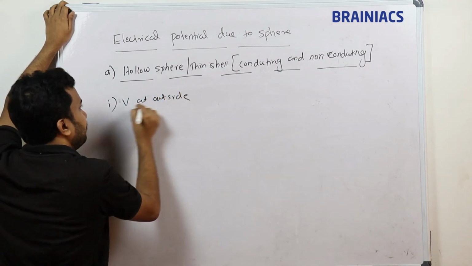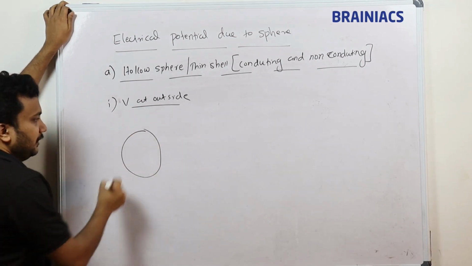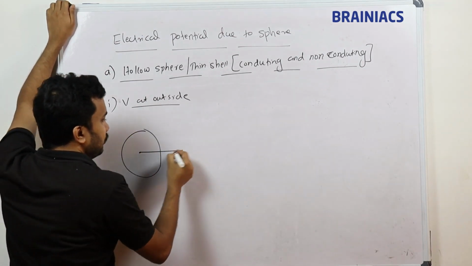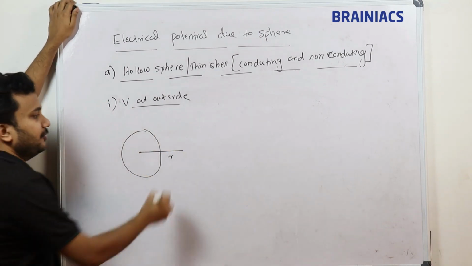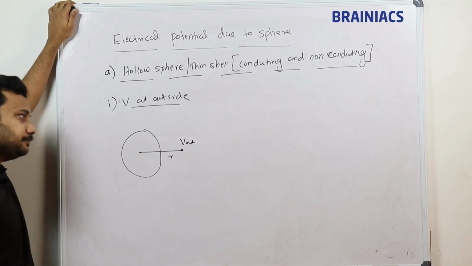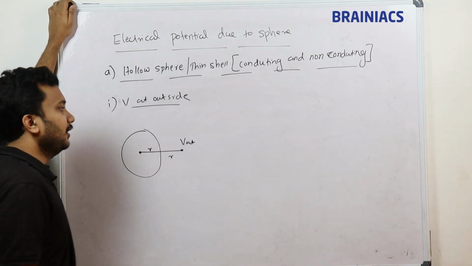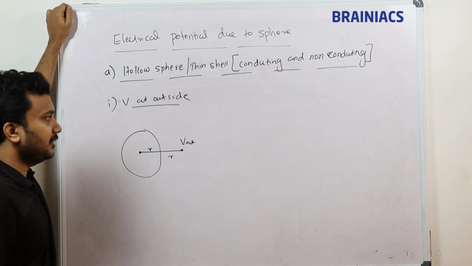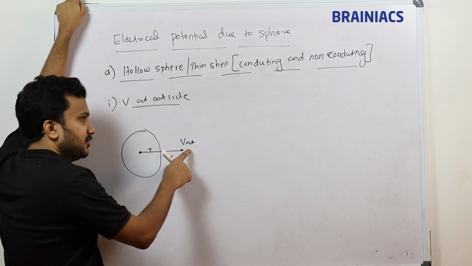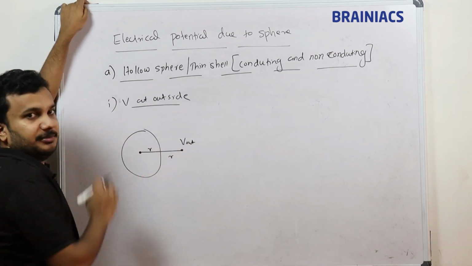So we have a sphere like this, and from the center the distance of the outside point is r. We are going to find the potential value at this point, which is called V out, at a distance of r. Now we have to find the potential at this point, the V out position. So how do we find the potential here?